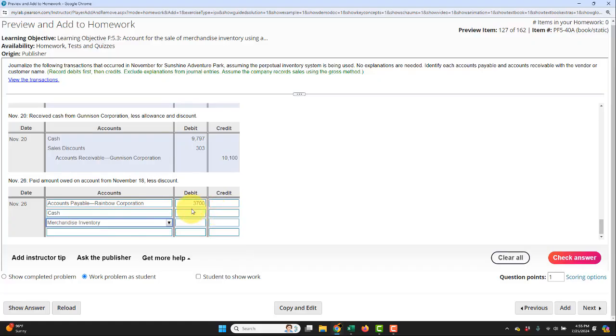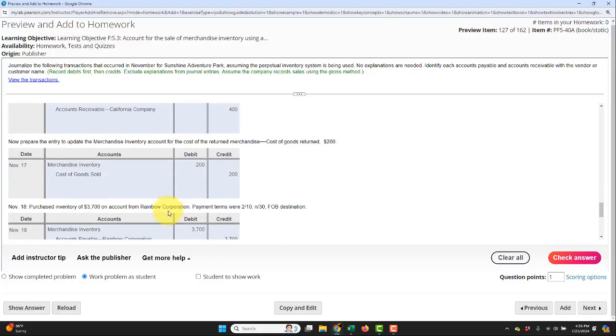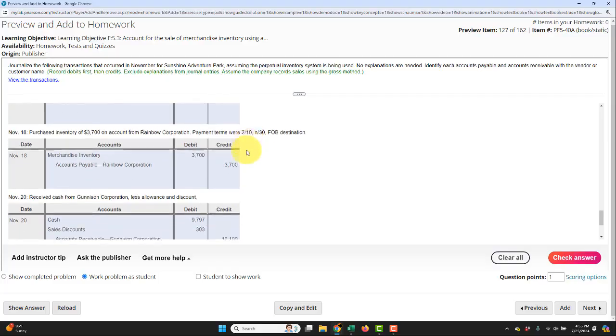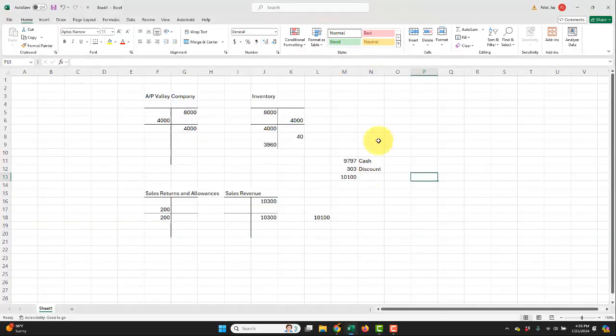So how much cash did we pay? It looks like they offered us 2/10, so that means a 2% discount if we paid within 10 days, which we are doing. So if we do 3,700 times 2%, that's how much the discount is.